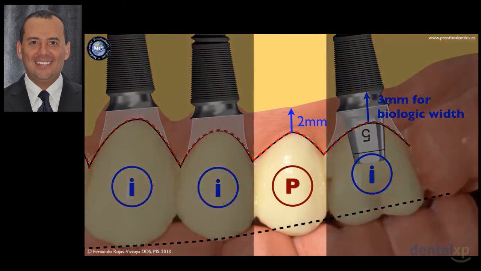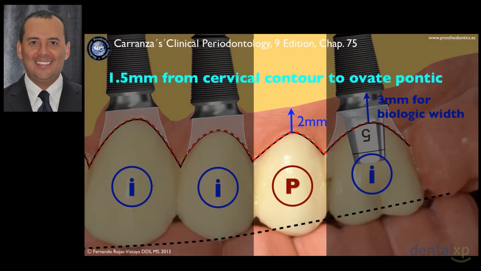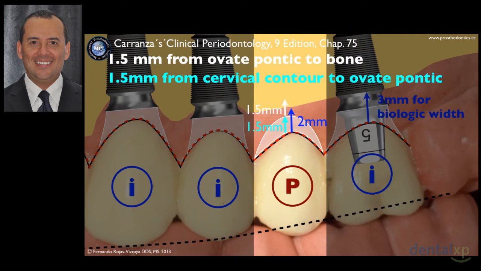And what about the area of the ovate pontic? It depends on the depth of your ovate pontic. I always work with a 1.5 millimeter ovate pontic, and I need below the ovate pontic at least 1.5 millimeter to give the space for the soft tissue. So I am planning to reduce also a little bit in this premolar.